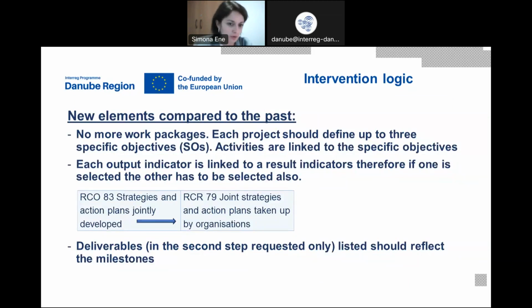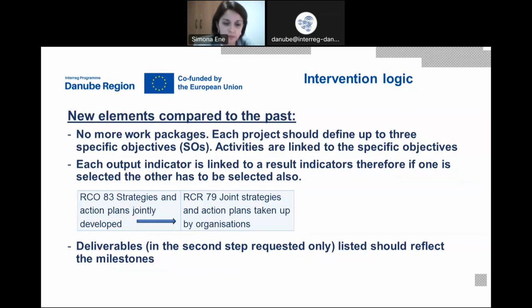And for those who have been in the morning, it was quite an extensive presentation on this topic. And all the activities are linked to the specific objectives. We think that this is much easier and much more straightforward, because when someone is defining what is my objective, it's absolutely much easier to link the activities to it than to create these artificial work packages, which sometimes it's difficult to place an activity in one or the other.